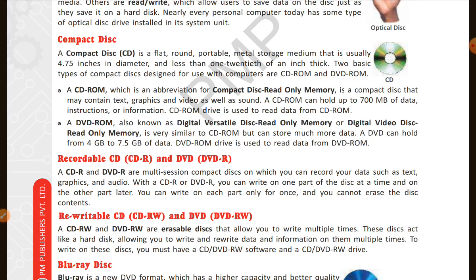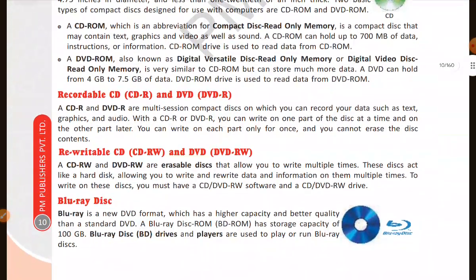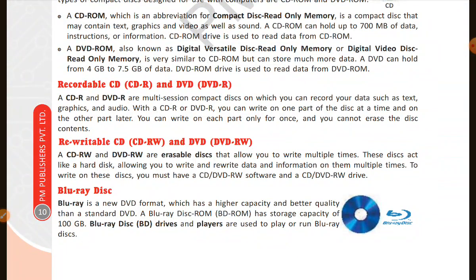Next are rewritable CD, CD-RW and DVD-RW. CD-RW and DVD-RW are erasable disks. Recordable ones are only for recording, means they cannot be erased. But CD-RW and DVD-RW are erasable disks that allow you to write multiple times. Means we can write on them multiple times.